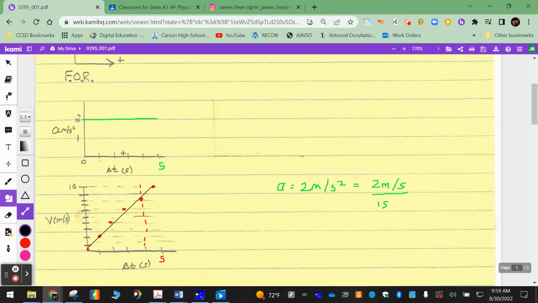Now, let's go back up here. And so here we have acceleration versus time. Now, if I were to go like this, what popular shape does this look like?